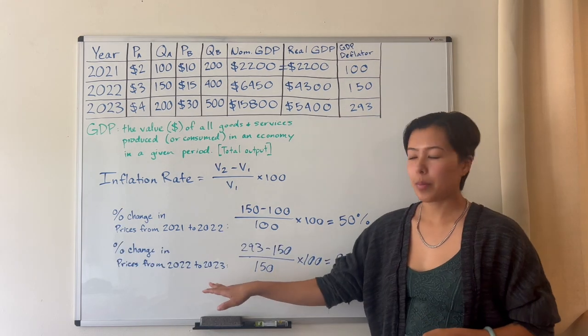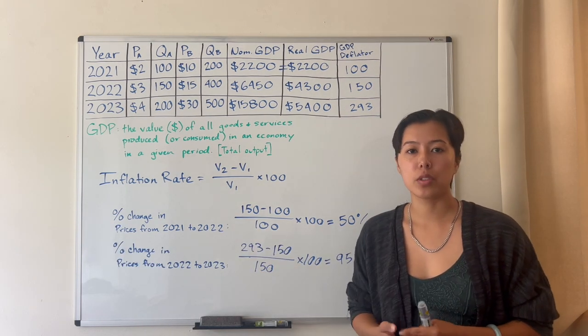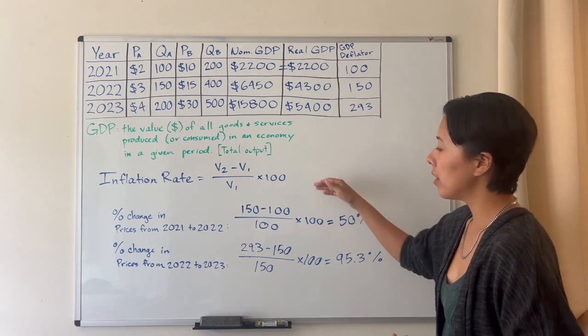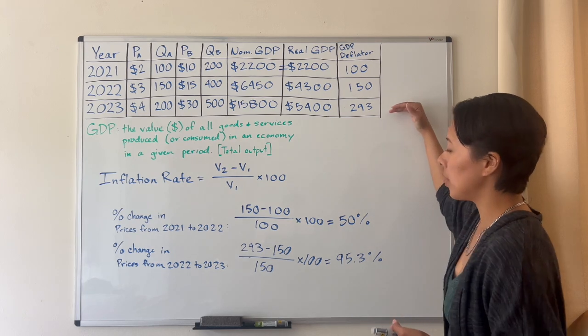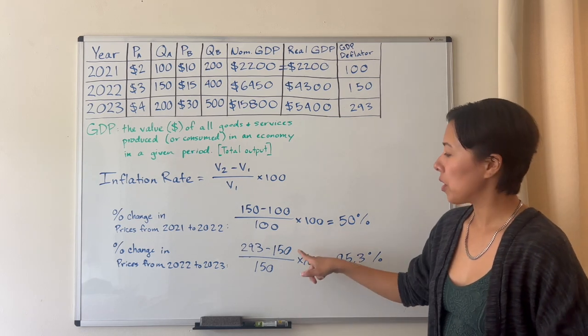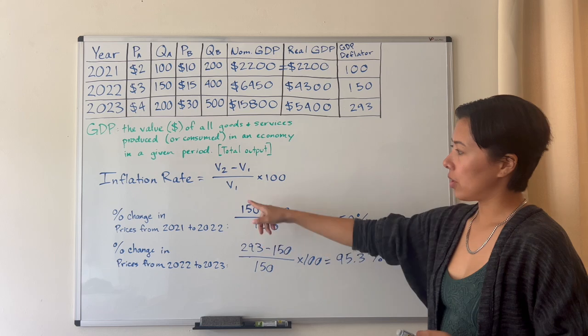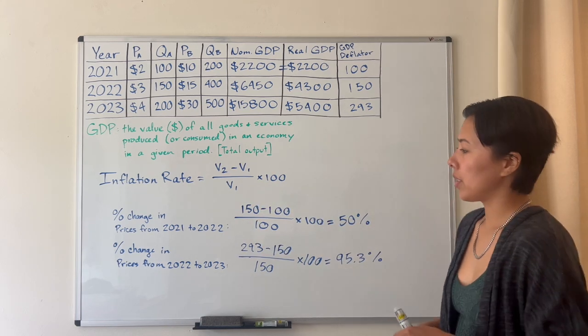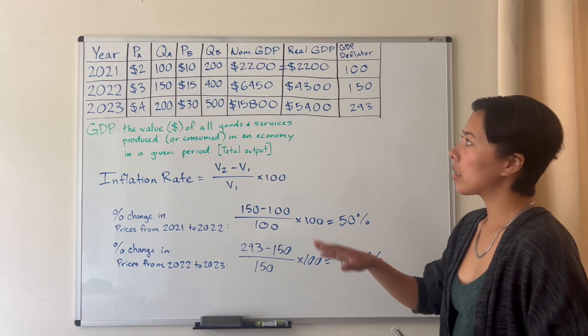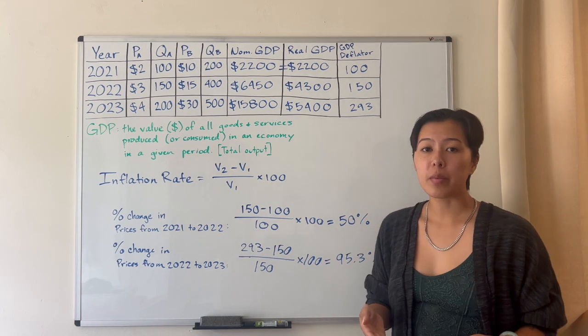Okay, so to calculate the percent change in prices from 2022 to 2023, we use the same formula. So our GDP deflator in the second period is 293. Our GDP deflator in the first period is 150. We plug that into our formula, and we get an inflation rate of about 95.3%. So that completes all the steps that you would need for this type of problem.